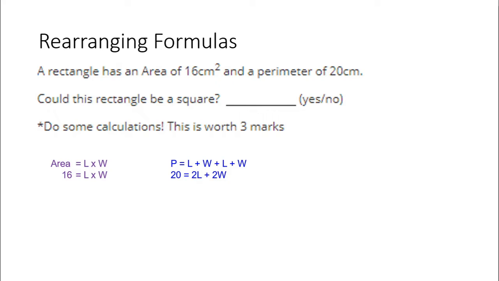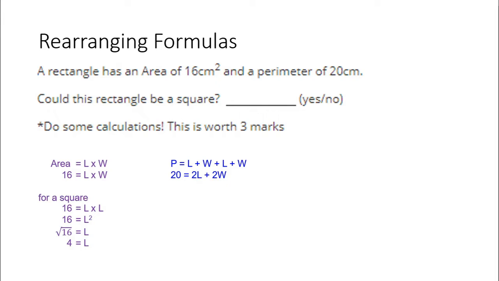Now, could this rectangle be a square? In the case of a square, the length and width are the same value. So we would have to say that for the area, the 16 centimeters squared would be a result of doing length times length. Or simplifying that, length squared would be 16. Now, if length squared is 16, to find out what the length is, we can square root this value. The opposite of squaring is square rooting, so I'm going to get rid of that square by square rooting the 16. The square root of 16 is 4.